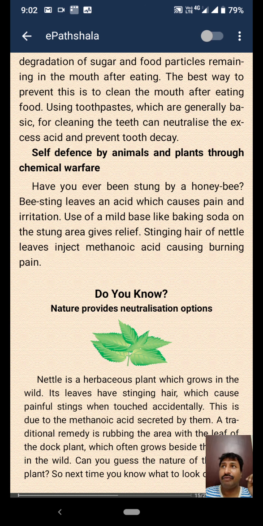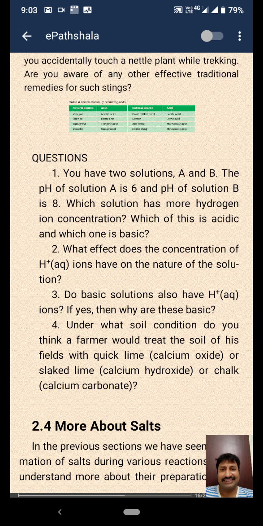Bee stings, what will be the remedy for bee stings? That is also one of the important questions. Applying calcium on the affected area will react together. An ant or bee has formic acid, which is injected into the skin. If you apply calcium on it, both acid and base react together and form a neutralization. It will neutralize and reduce the pain. Have you ever been stung by a honey bee? This is one of the important questions.